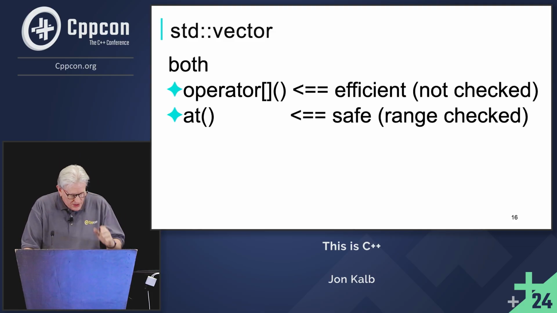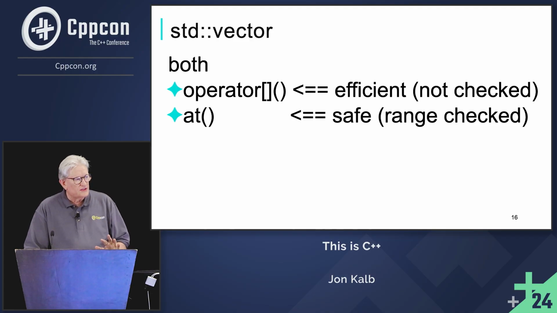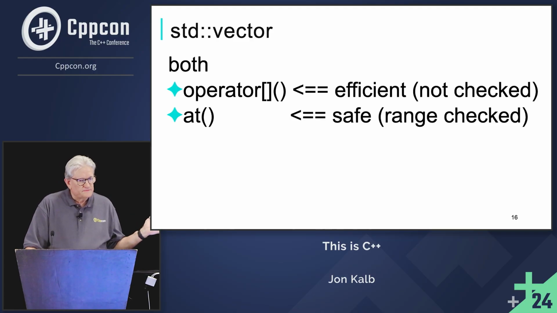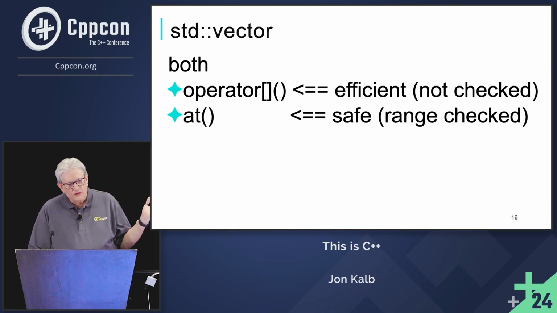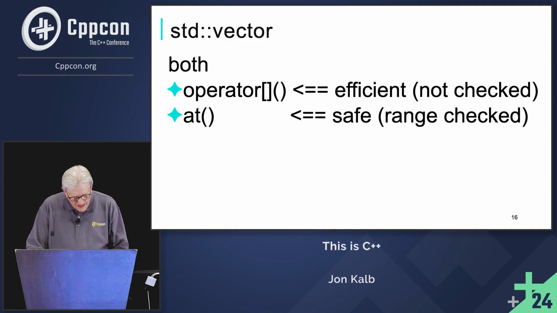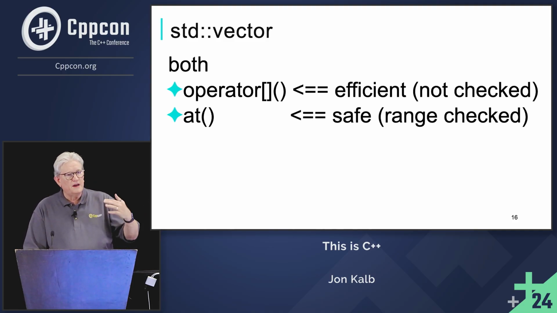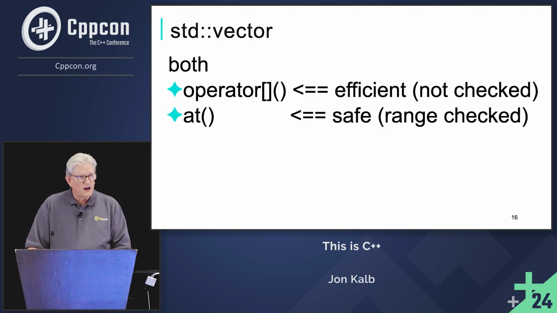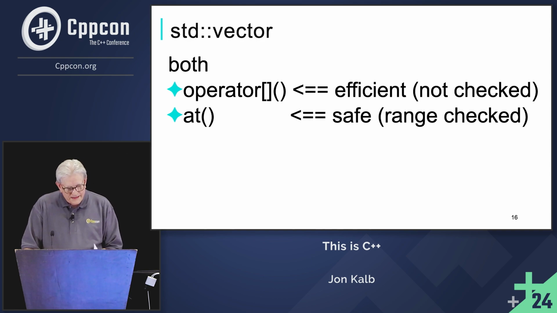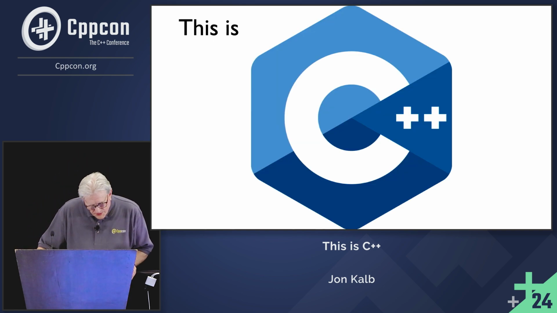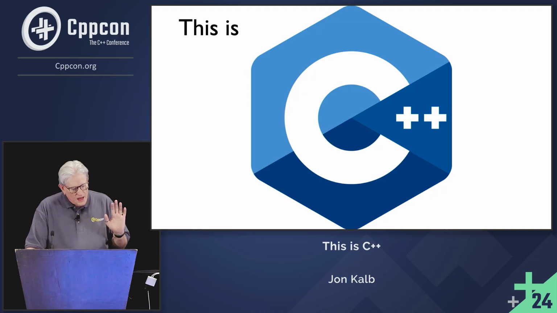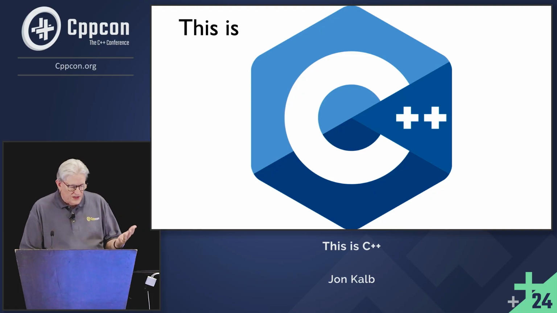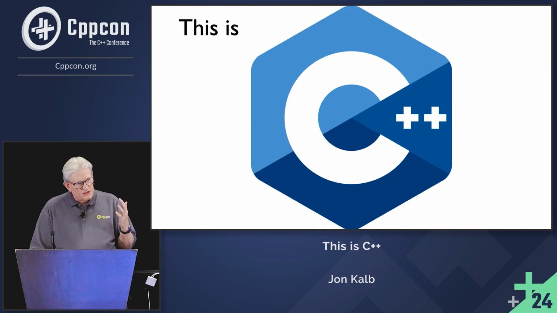So the important thing to note here is that in practice, which one is used? Almost always it's the index operator. So if there were only one option offered, which option would that be? It would be the index operator. It would be the unsafe option. Why is that the option we would offer? Because this is C++.